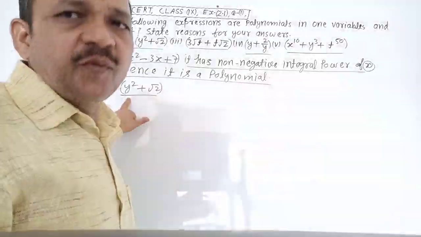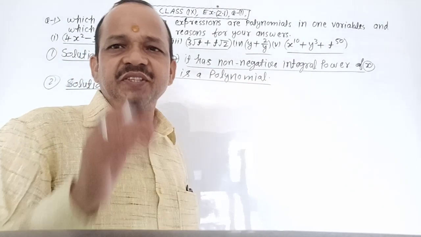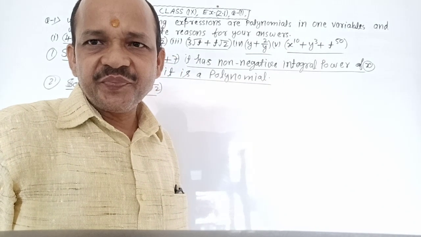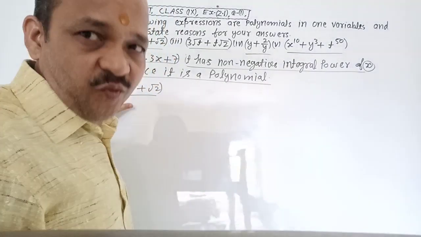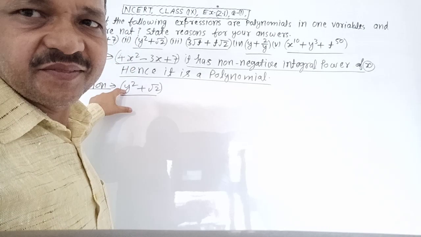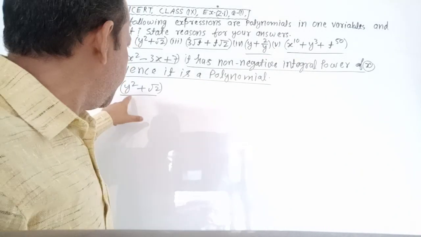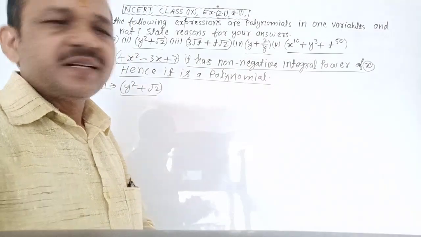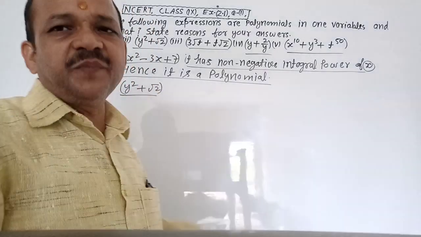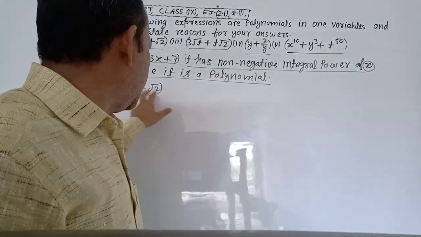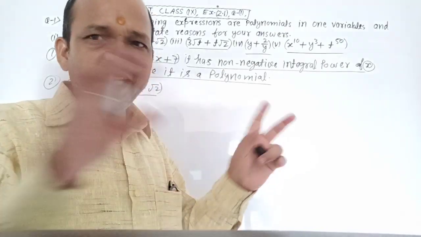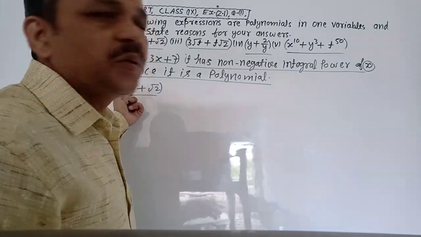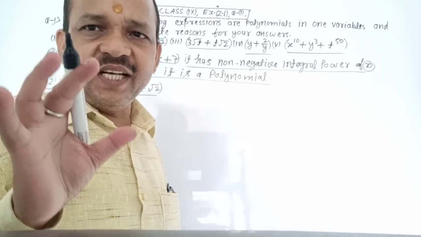Highest power of y is 2. Hence its degree is 2. Number in front of y is 1. Hence its coefficient is 1. Separated part by operation plus is 2: first part, second part. It means it has 2 terms. Clear? Power is positive. It is clear?